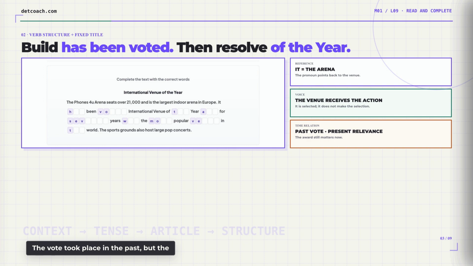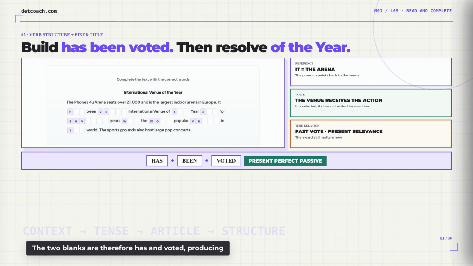The vote took place in the past, but the award remains relevant in the present. The two blanks are therefore has and voted, producing the complete structure has been voted. This is the present perfect passive.